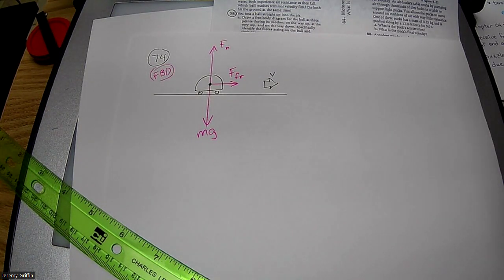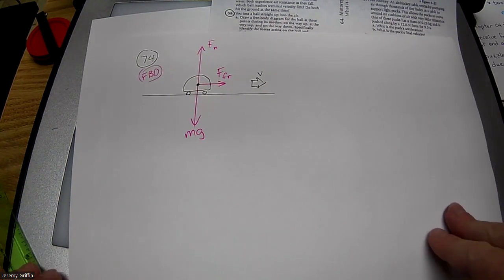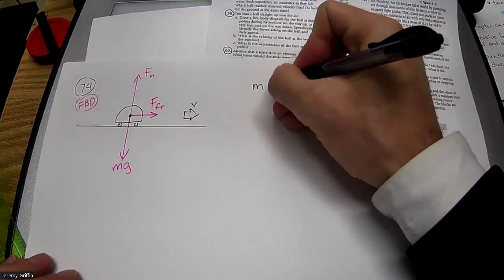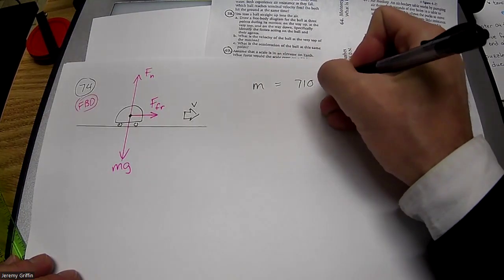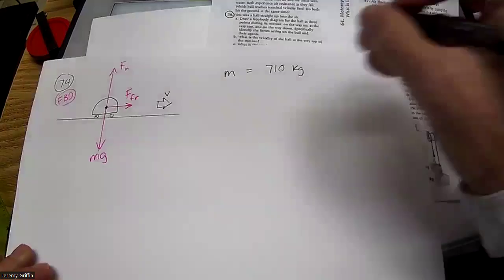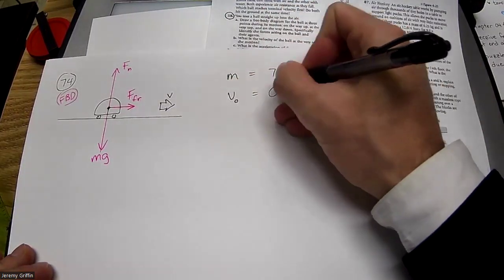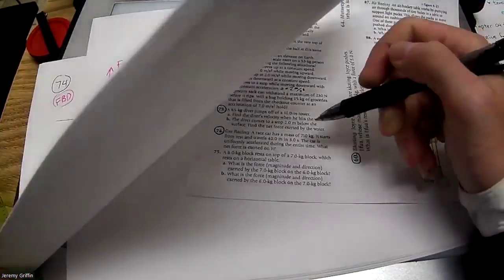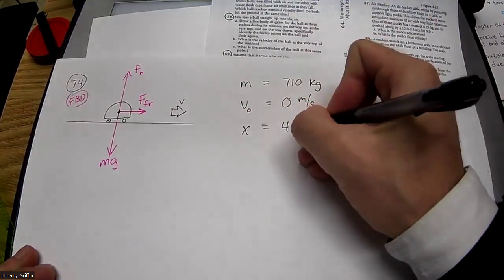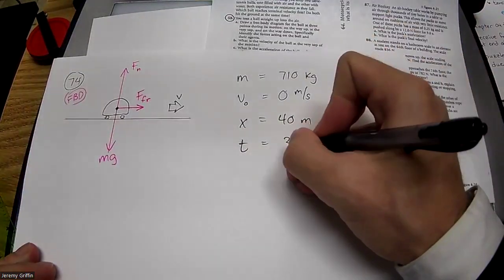All right, so that was a little extra. So what do they give us? Let's get some numbers on the board here. They told us mass of the car is 710 kilograms. What else we got? Car starts from rest. V naught is 0 meters per second. It goes 40 meters in 3 seconds.